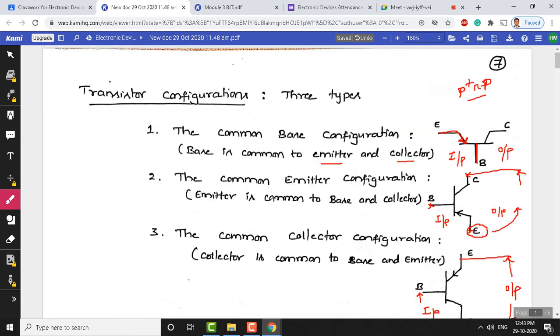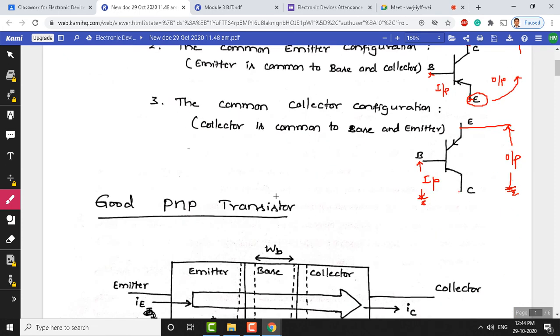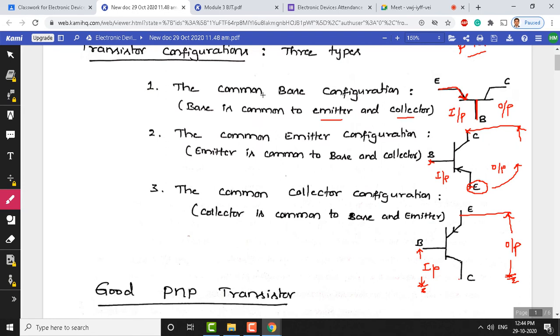The question arises: which configuration is most widely used? If you observe the characteristics, you can easily make out that the common emitter configuration is one of the most widely used, because several parameters and performance metrics favor the application. Especially when we want to use the BJT as an amplifier or as a switch, we mainly connect the BJT in the common emitter configuration. In special cases, we also use the common base and common collector configurations.